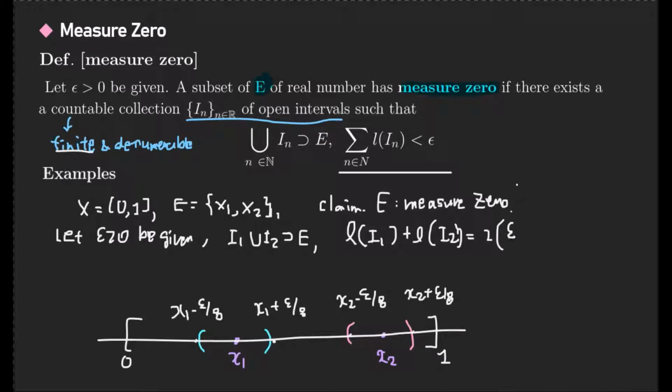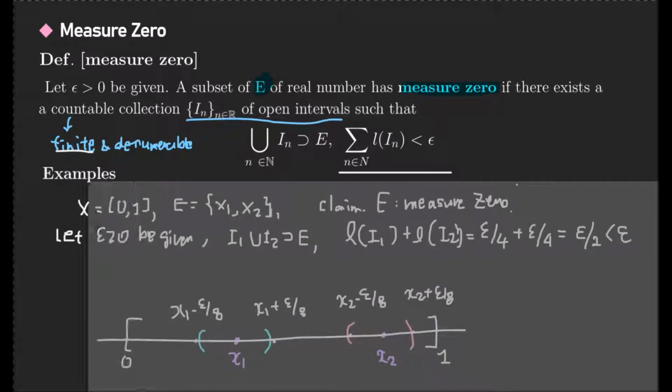So x1 and x2 vanish when we subtract, and what remains for each is epsilon over 4. This one is epsilon over 4, and this is also epsilon over 4. The result is epsilon over 2, and this is clearly smaller than epsilon.